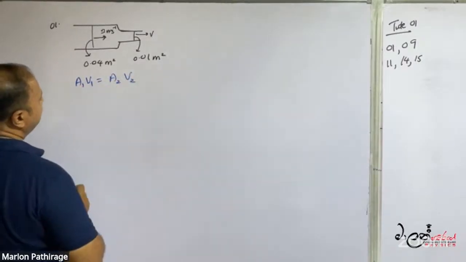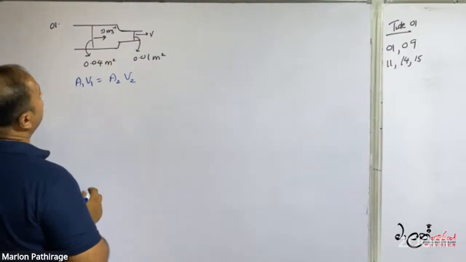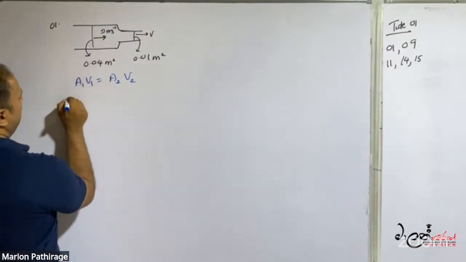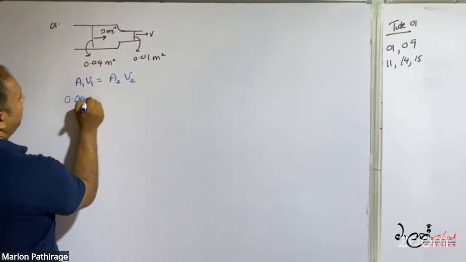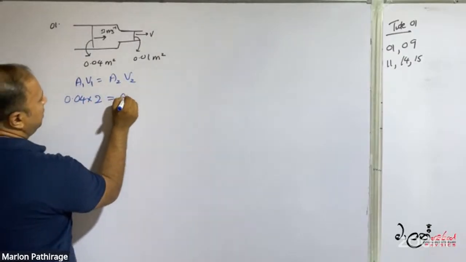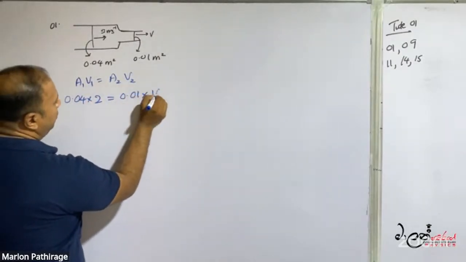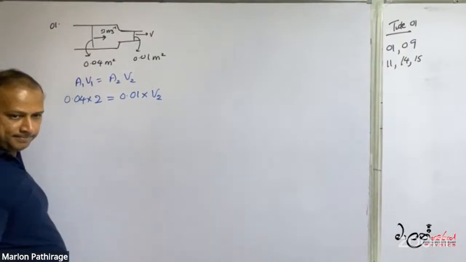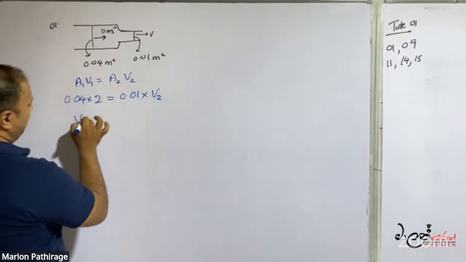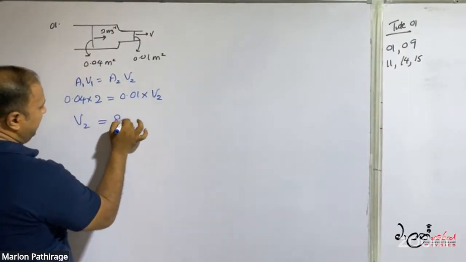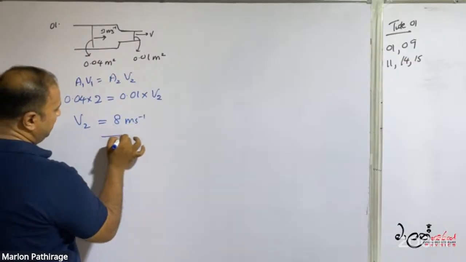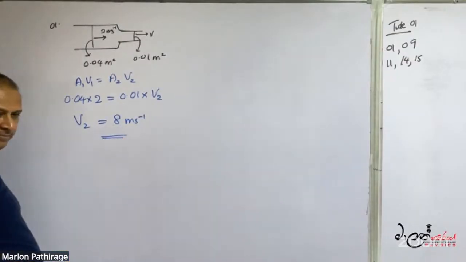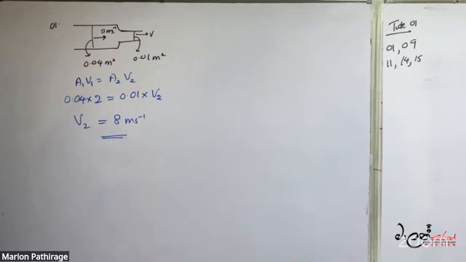A2 V2. What is it? 0.04 into 2 is equal to 0.01 into V2, so V2 gets 8 ms⁻¹.